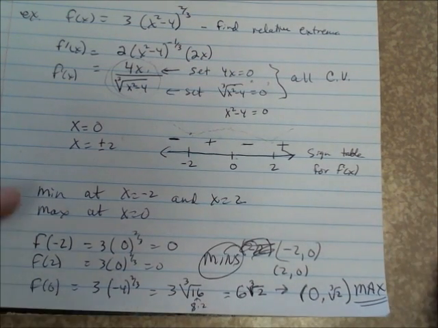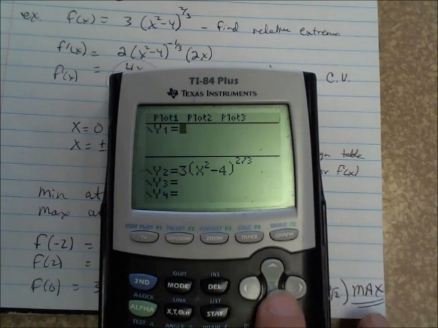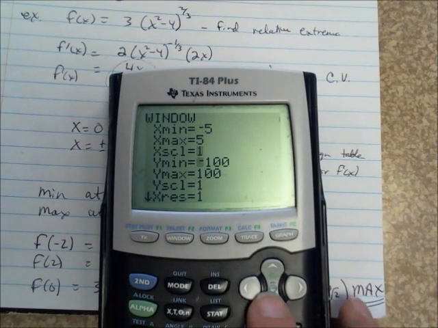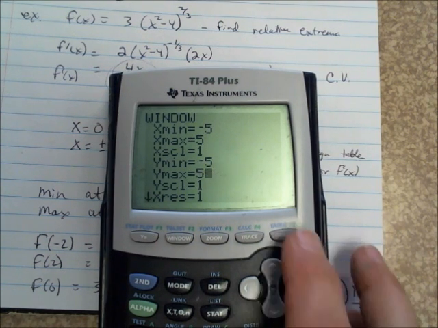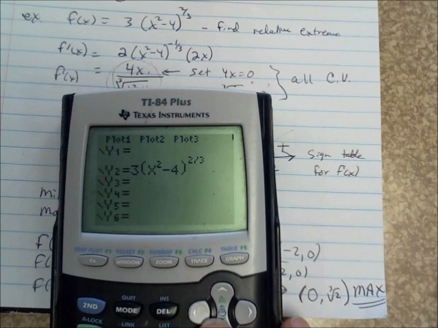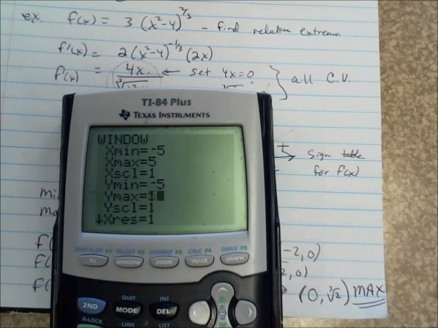And let's just take a look at what the original graph looks like. I've already put it into my graphing calculator. So here's 3 times x squared minus 4 to the 2/3. I'm going to shrink my window down a little bit, negative 5 to positive 5. Oh, maybe if I highlighted it, we'd see it. Oh, I better change my y max a little bit higher to 10.